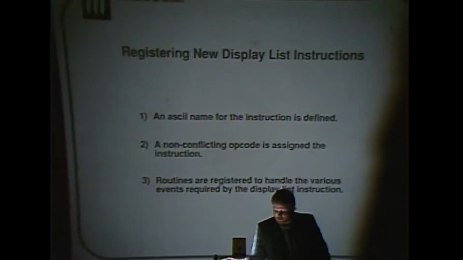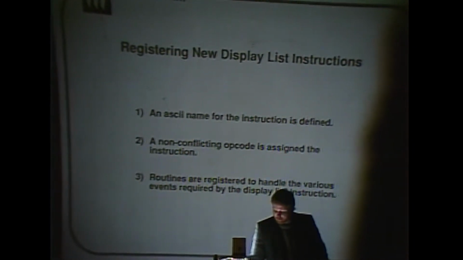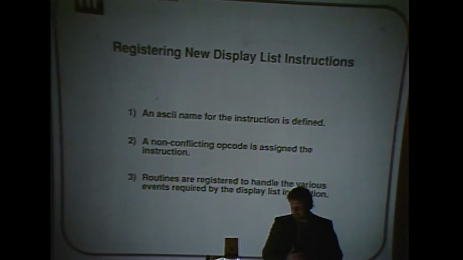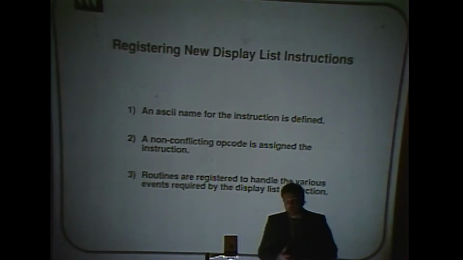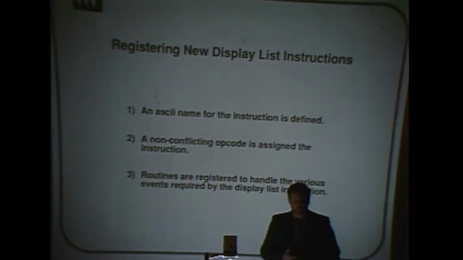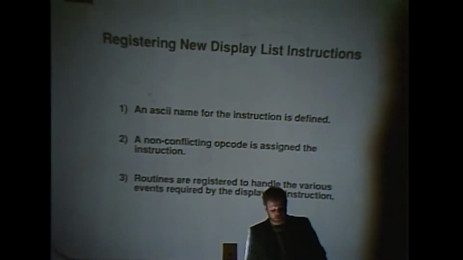So in order to register new instructions in the display list, we first create a unique ASCII name for the particular instruction. Then we create a non-conflicting opcode or index for that particular instruction. And then we define and list the various routines required to implement the particular instruction.